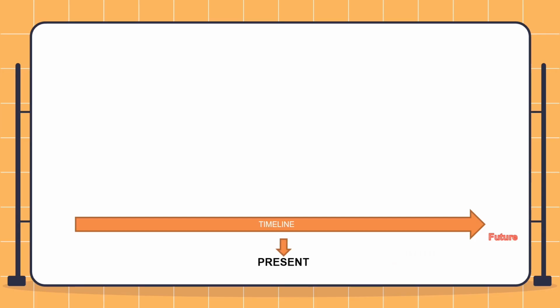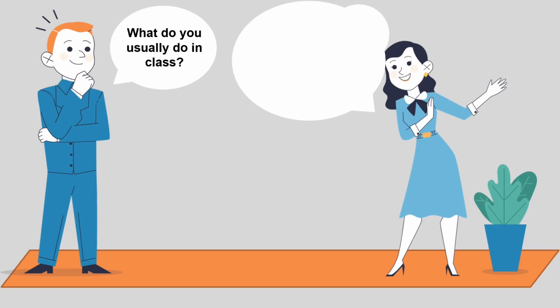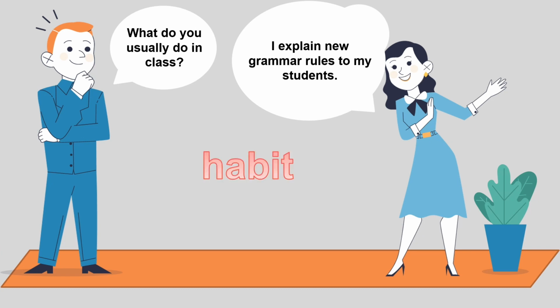The present would be here in the timeline. When this colleague asks me about my profession and what I usually do in class, maybe he's a maths teacher and he has no idea what language teachers do, I would answer him, "I explain new grammar to my students." This describes a habit, something I regularly do.